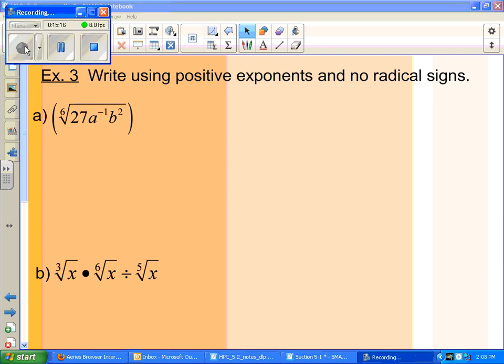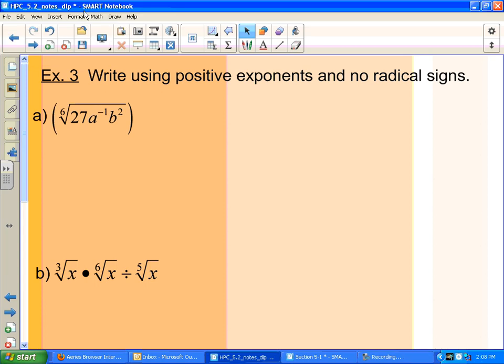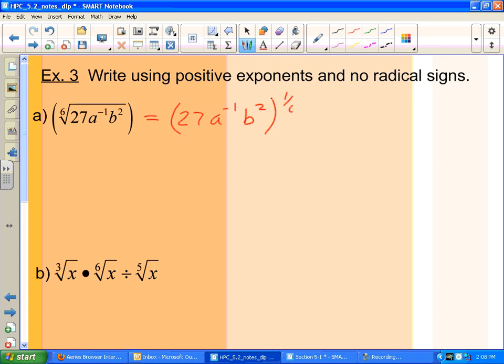Here we go. So we're going to change this out of a radical into an exponential. So it looks like this: 27 a to the negative first b squared, all to the 1/6, because it is the sixth root, it's the same thing as a 1/6 power. And now I have power to powers. Everything on the inside is going to get raised to the 1/6 power. 27 is going to get raised. This negative first power is going to get raised, and this 2 power is going to get raised. We get 27 to the 1/6, a to the negative 1/2, which means it's going to have to move down, and then b to the 1/3.